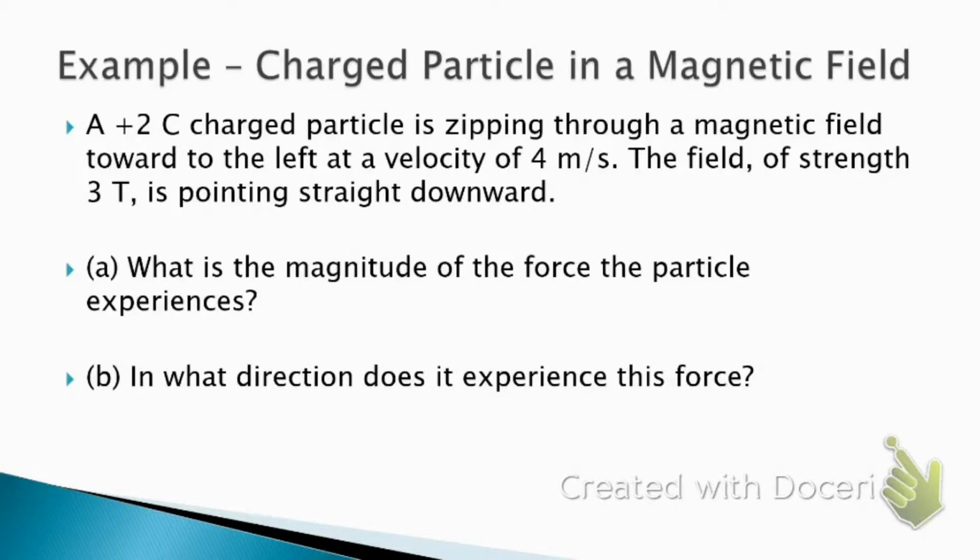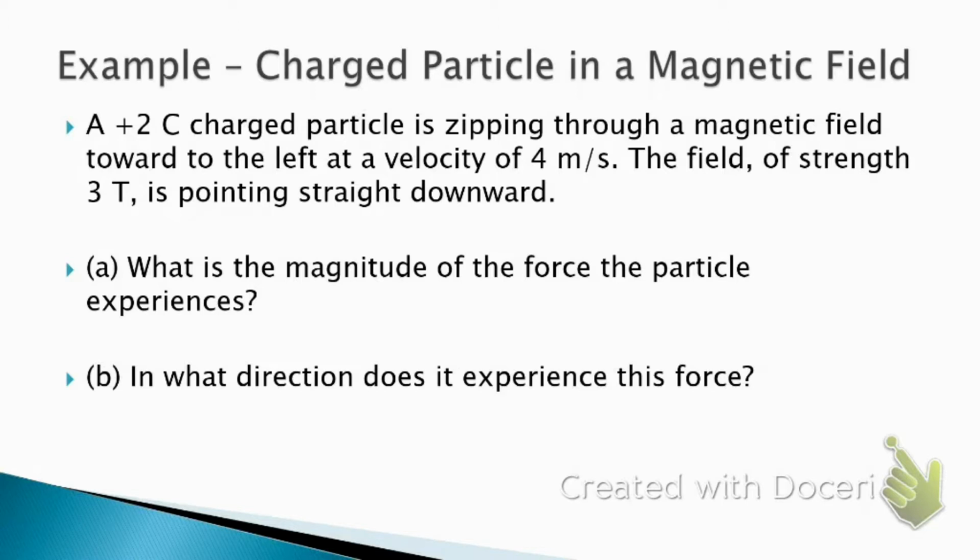Let's say I've got a particle with a charge of plus 2 coulombs, and it's zipping through a magnetic field at 4 meters per second. I guess I shouldn't say zipping. That's not all that fast. Meanwhile, it goes through a magnetic field that has a strength of 3 Tesla. So I want to know what magnitude of force the particle feels, and what direction it feels that force.